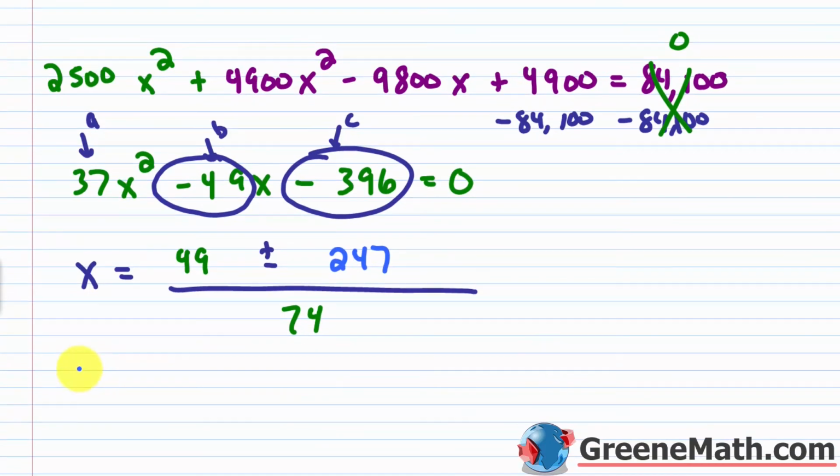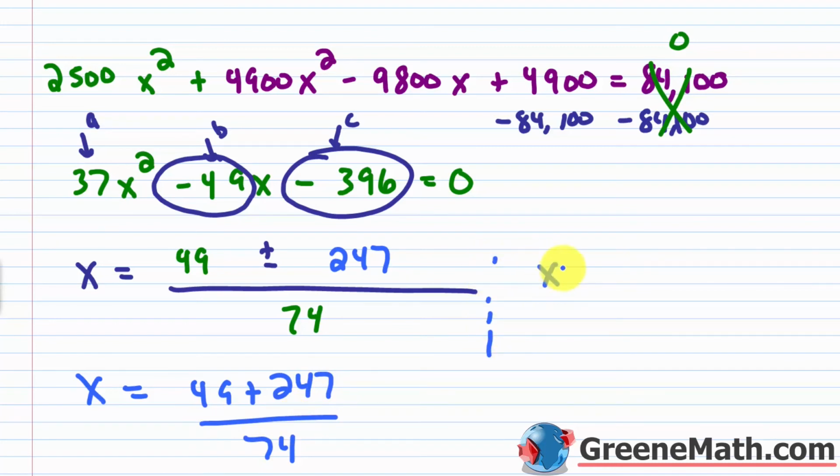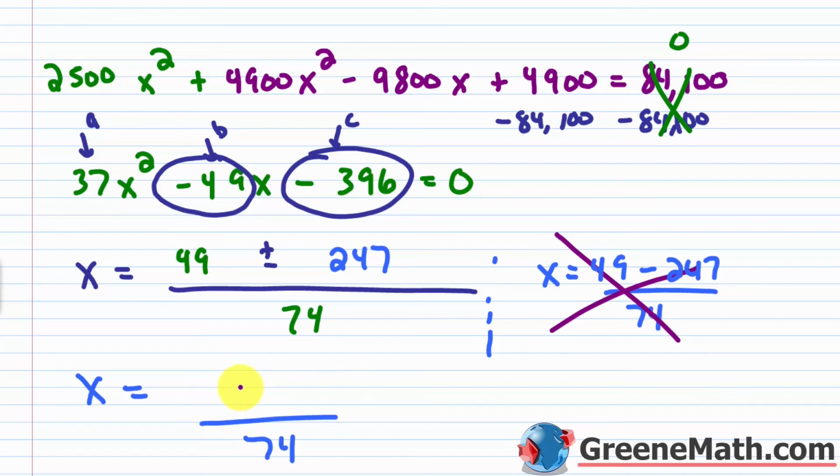So the first scenario would be that x is equal to 49 plus 247 over 74. So we keep that one. The other scenario is x is equal to 49 minus 247 over 74. This is going to end up being negative, so you can just throw this out. You don't need to worry about that solution at all. So focusing on this one, 49 plus 247 is 296. So if you had 296 over 74, you would have 4. Nice and simple.